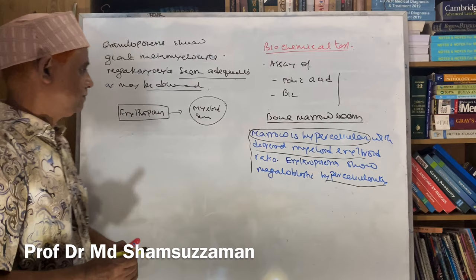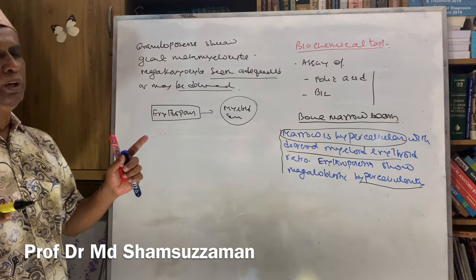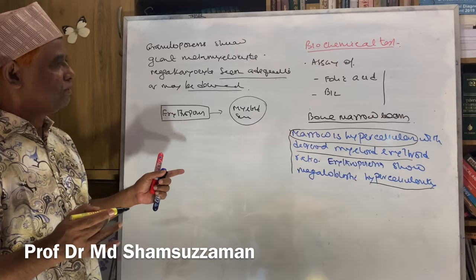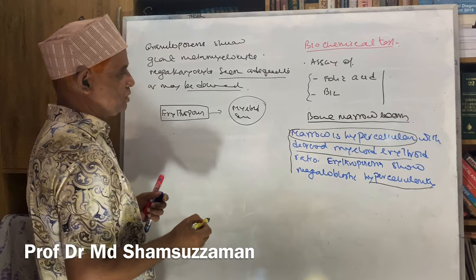Now, as we know, folic acid or vitamin B12, these are the maturation factors. If there is deficiency of folic acid or vitamin B12, there is deficiency of maturation factor. As there is maturation factor deficiency, so there is macrocyte formation in the blood and there is megaloblast in the bone marrow.